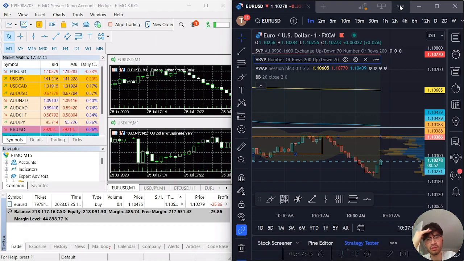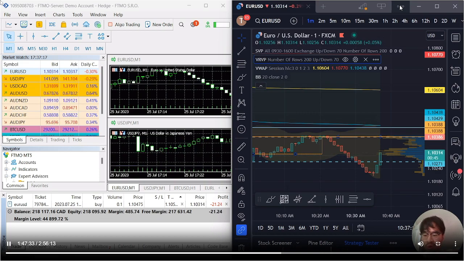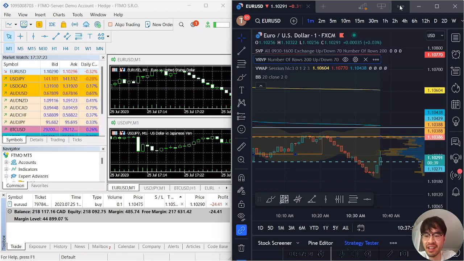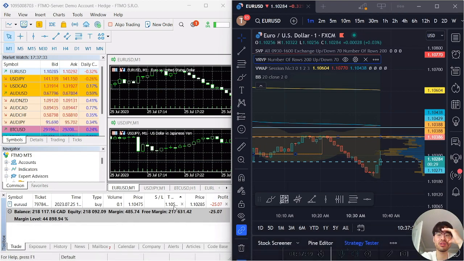What the fuck is happening right now? Holy fuck, man. Yo, what the fuck, man? That's disgusting. Holy shit. They took their stop losses and now it's going up. Holy shit. What's the take profit?